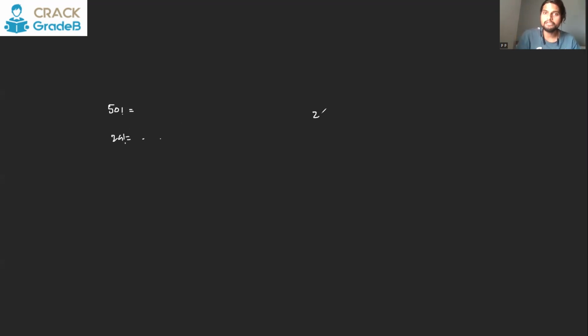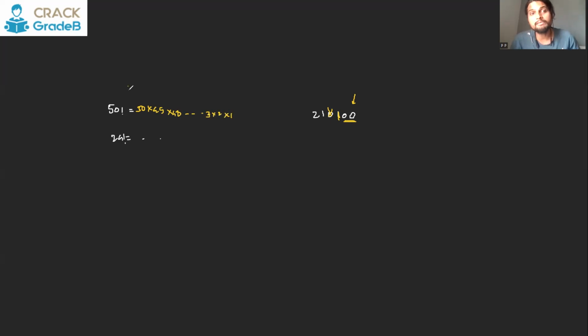If I write a number 210100, how many trailing zeros does this number have? It is 2. Trailing zeros means only the zeros on the right-hand side, the rightmost side. So there are 2 trailing zeros. These 2 are called the trailing zeros. This one is not counted. Okay, so 50 factorial is going to be a huge number: 50 into 49 into 48 up to 3, 2, 1. So it is definitely going to be a huge number.